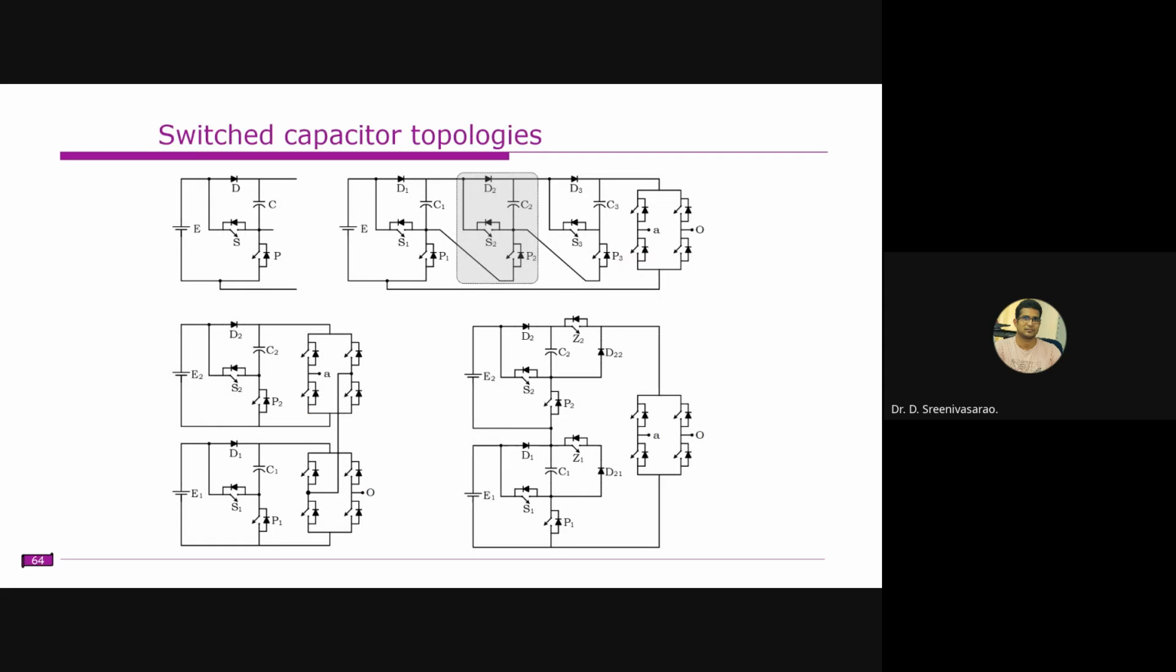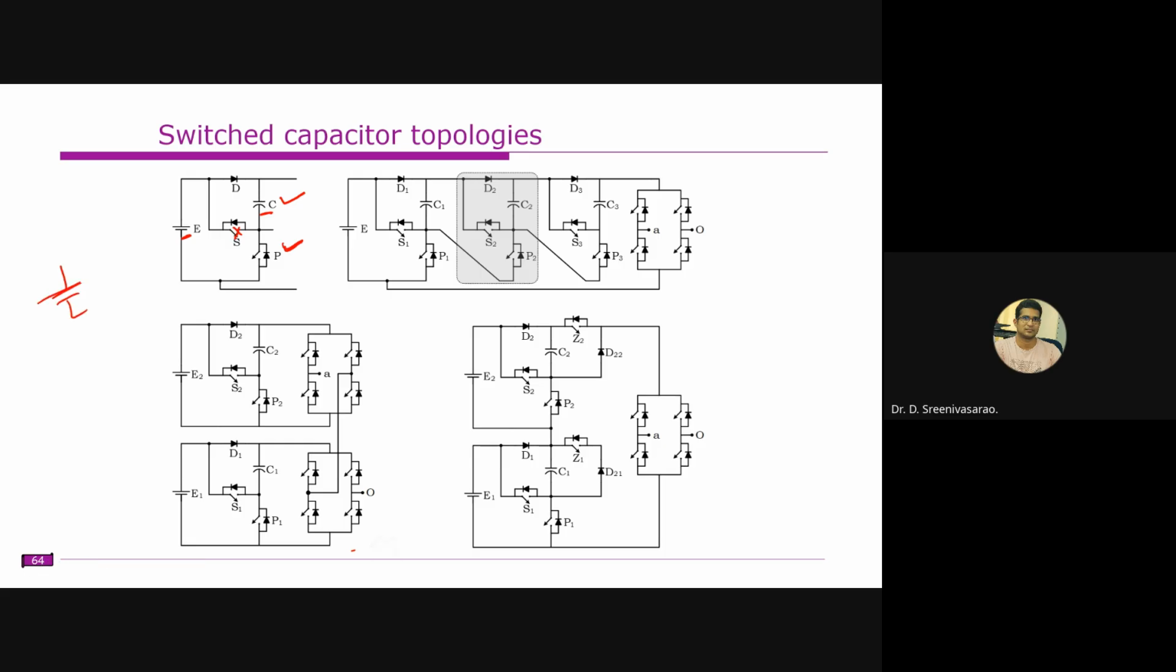This one is another important thing. This is the switched capacitor. Here the objective is that you have only one DC source, and the remaining DC sources can be produced by the capacitor. Let us assume we have only one capacitor here, along with the DC source. If you turn on the switch P, and you can see that S and P are complementary, so S is off, then this source E and this capacitor will both be in parallel.